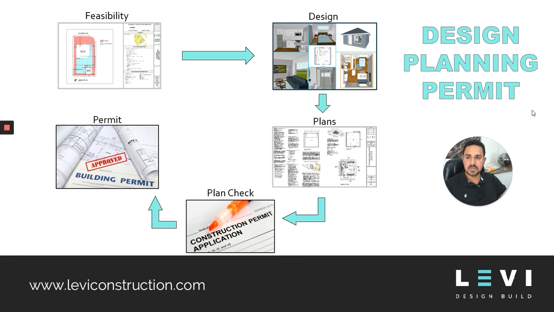In this video, we're gonna review the second step of the process, which is gonna be the feasibility. Feasibility is part of the design, planning, and permitting of your project. As you can see, it's the first step. Once you've done your feasibility, you're going to move on to design. From there, you're going to move on to creating your plans, then submitting to the city for plan check, which at the end of it, you're going to get your permit.